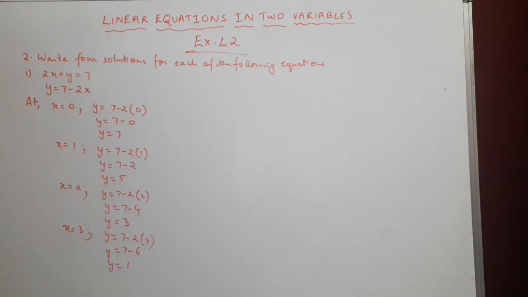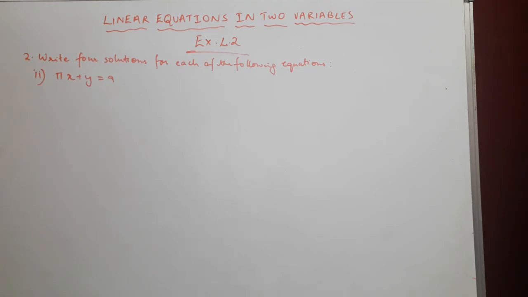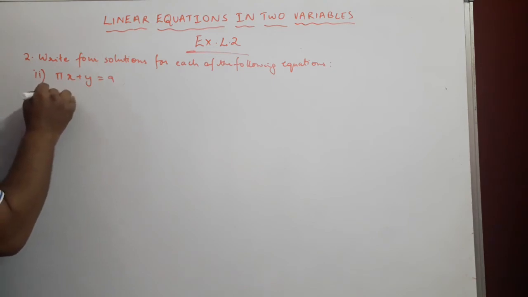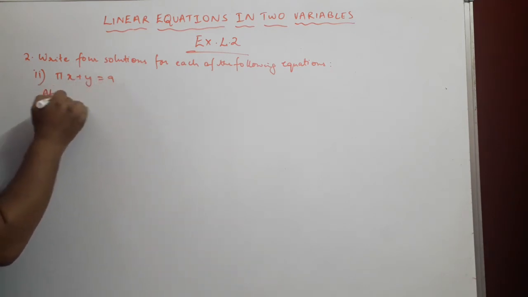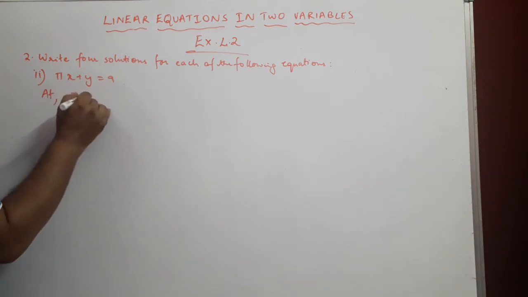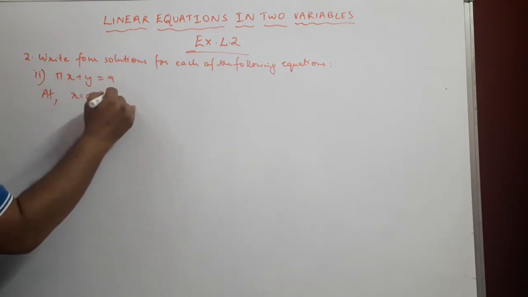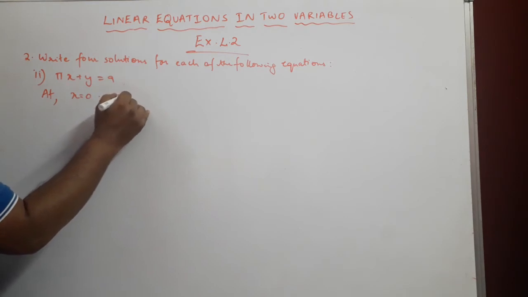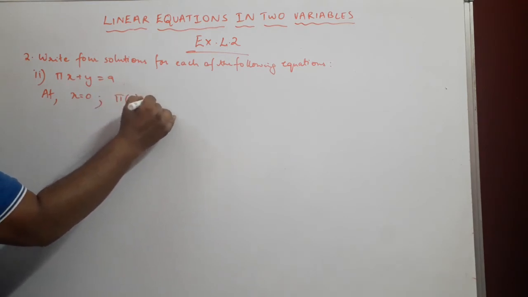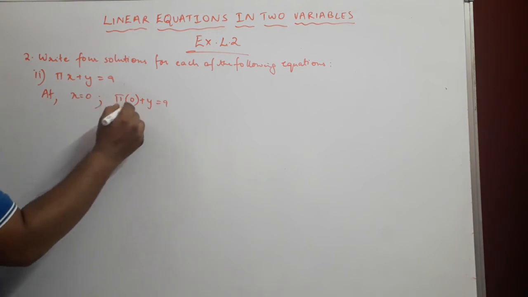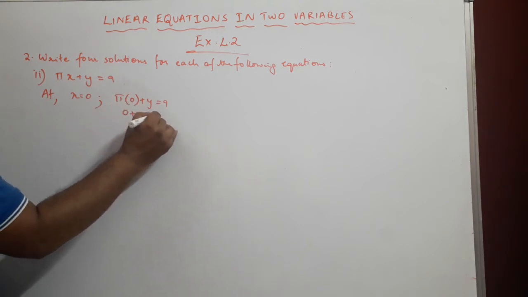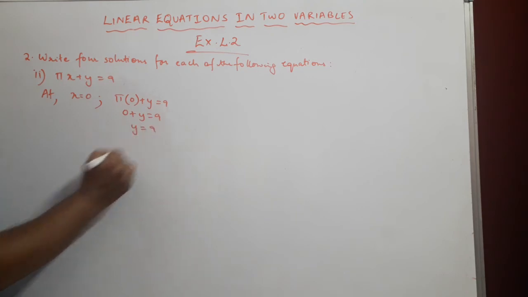Let's go to the next problem. Next problem is pi x plus y equal to 9. So once again we'll assume different values of x and we'll get different values of y. Let's say x equal to 0, let's see what we get. So pi into 0 plus y equal to 9. Pi into 0 is 0, it means 0 plus y equal to 9, which means y is equal to 9.